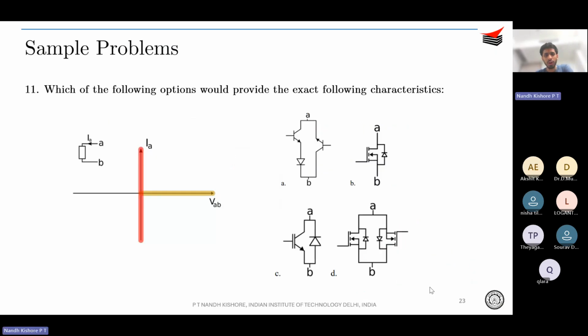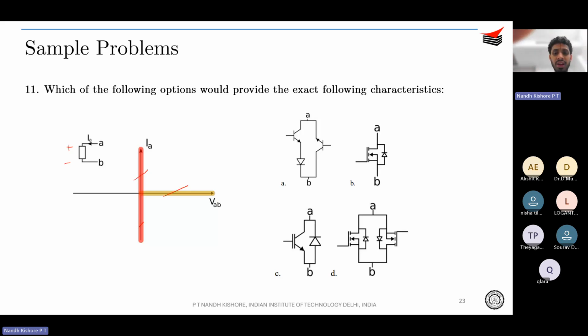Okay. So we will go on to the next question. Which of the following options would provide the exact following characteristics? You want positive voltage blocking, positive current conduction, and negative current conduction. So from the given options, we can just easily eliminate, right?